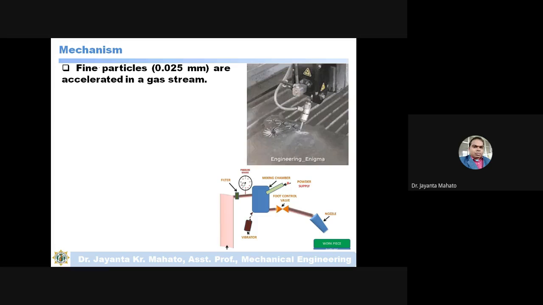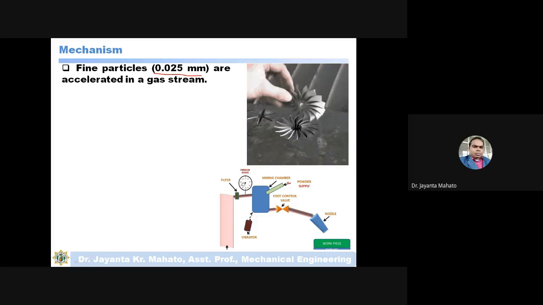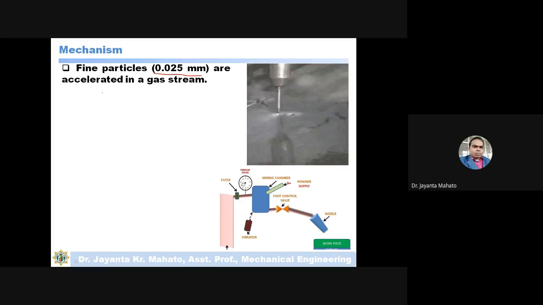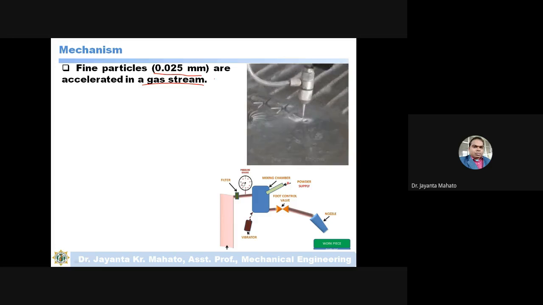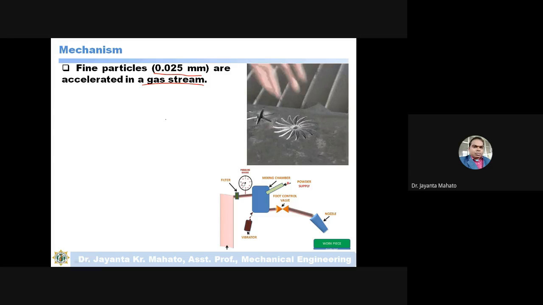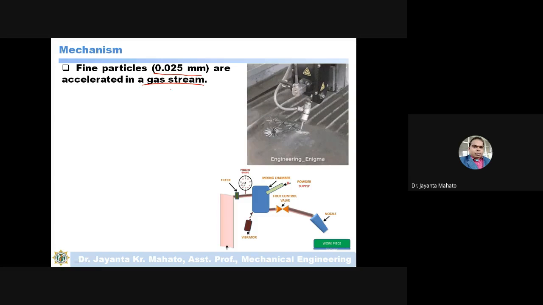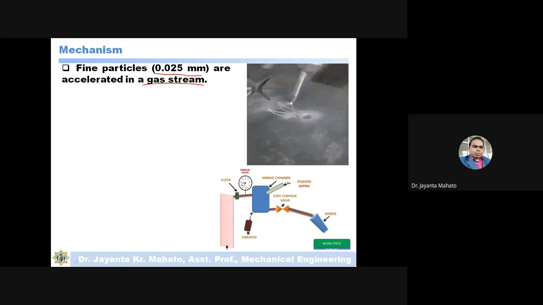So now, what is the mechanism? Here the fine particles, just see the size of the particles is around 0.025 mm. Means how small. So fine particles are accelerated in a gas stream, either air or gas or water. So these fine particles will be accelerated. Accelerated means velocity will increase, velocity will be higher. So fine particles are accelerated in a gas stream.